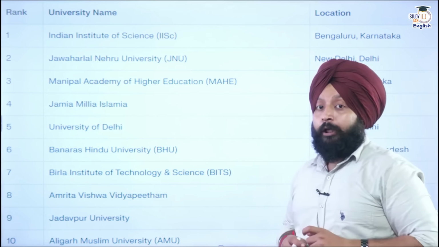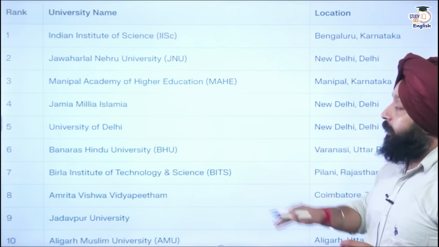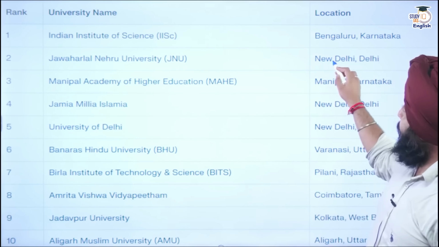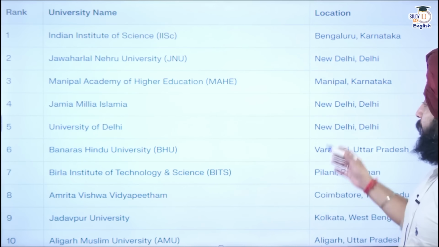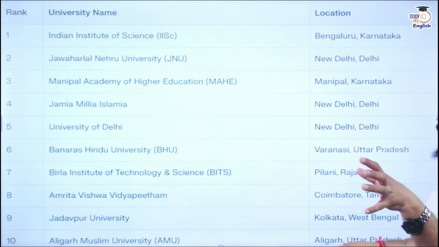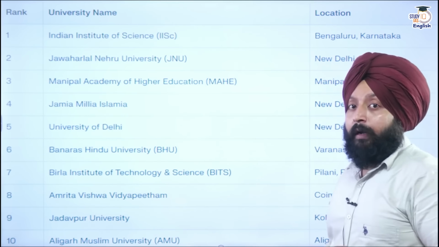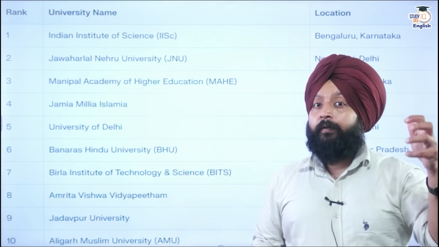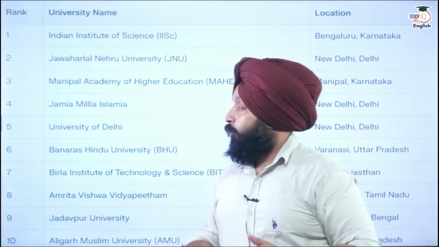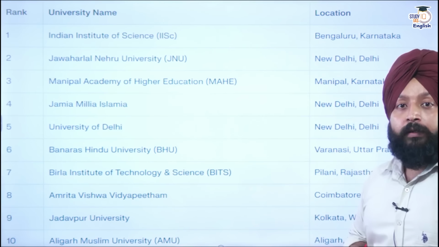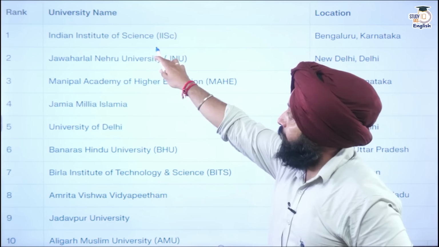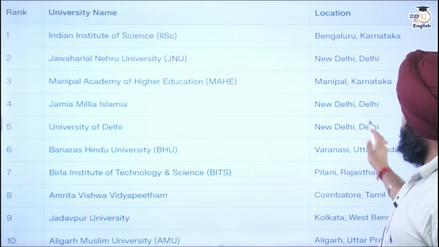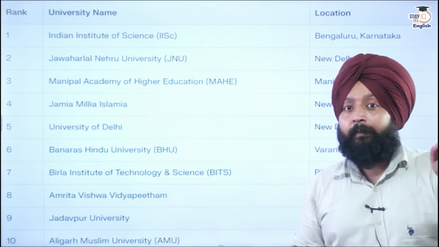Now we'll see a pattern. If you talk about universities, obviously we have topmost universities in Delhi: JNU, Jamia Millia Islamia, University of Delhi. And apart from that, we also have top universities in the state of Karnataka. So again, I'm reiterating my point that southern states are comparatively performing better. We have two institutions of national prominence that were able to make it into the top 10 list, that is IISc, Indian Institute of Science, and Manipal Academy of Higher Education. Both of them are in Karnataka.